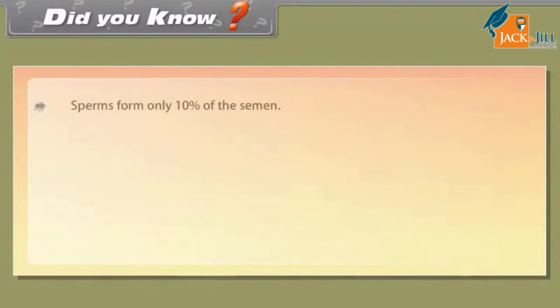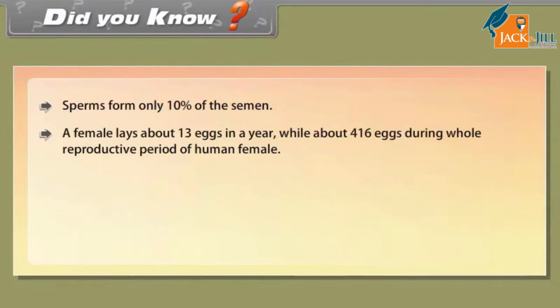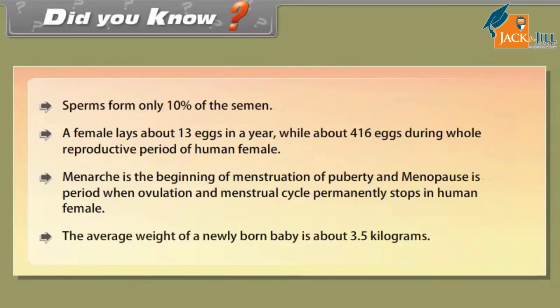Did you know the sperms form only 10% of the semen? A female lays about 13 eggs in a year, while about 416 eggs during whole reproductive period of human female. Menarche is the beginning of menstruation of puberty, and menopause is period when ovulation and menstrual cycle permanently stops in human female. The average weight of a newly born baby is about 3.5 kilograms.